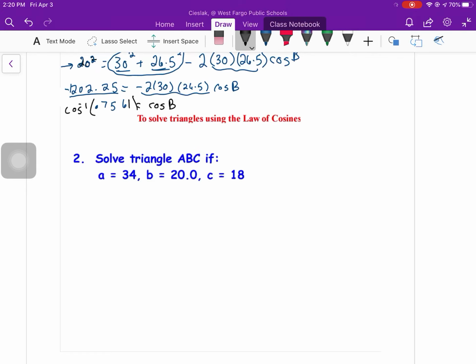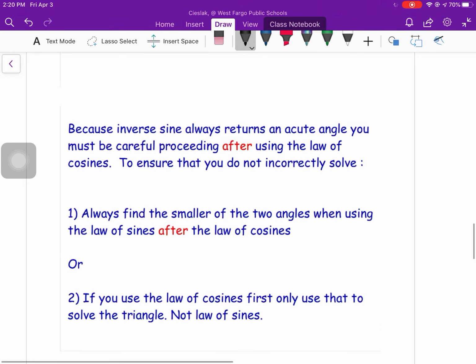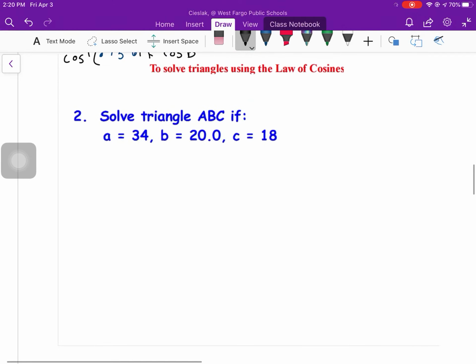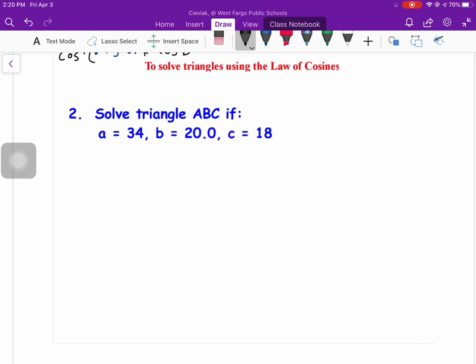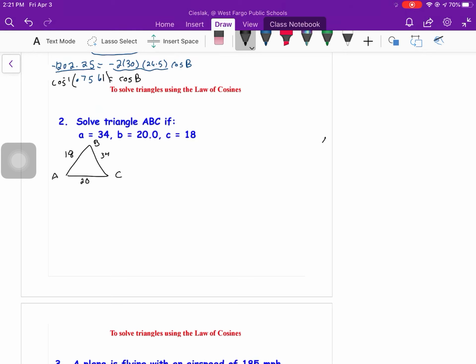Okay, so on this second one, we will now use law of sines after, just because typically that's quicker. This is what we'll talk about here. You have to be very careful when doing law of cosines first and then following it up with law of sines. Okay, triangle ABC, what do we have here? So A is 34, B is 20, and C is 18. Okay, so this is side, side, side. I could not start this with law of sines. I would definitely have to do law of cosines.